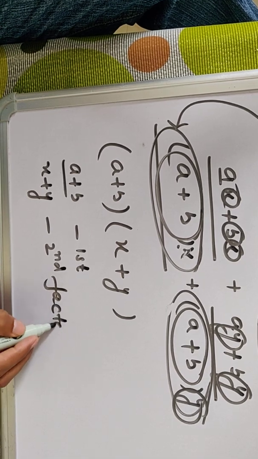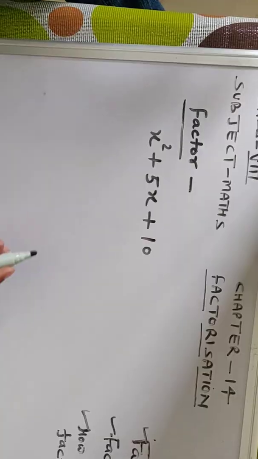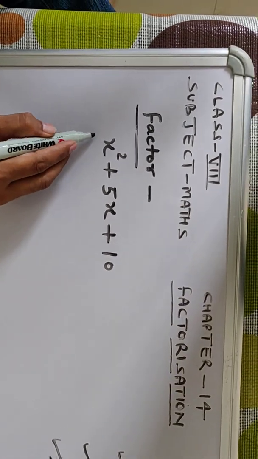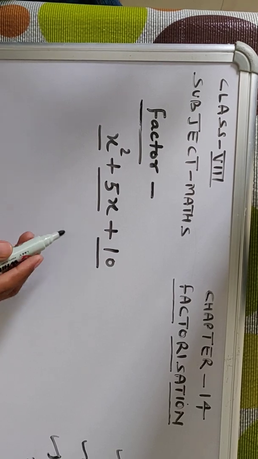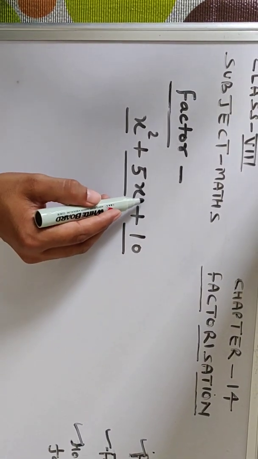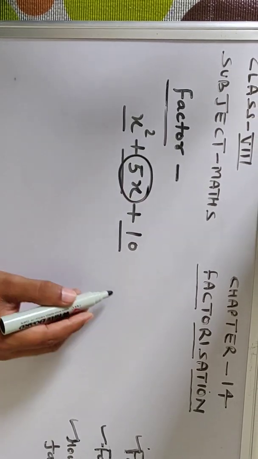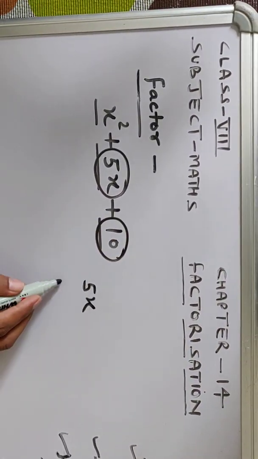So we can factorize any expression in this way. Take one more example, x square plus 5x plus 10. How to factorize this kind of expression where there are 3 terms? So in this one, take the middle term, that is 5x, and the last term is 10.